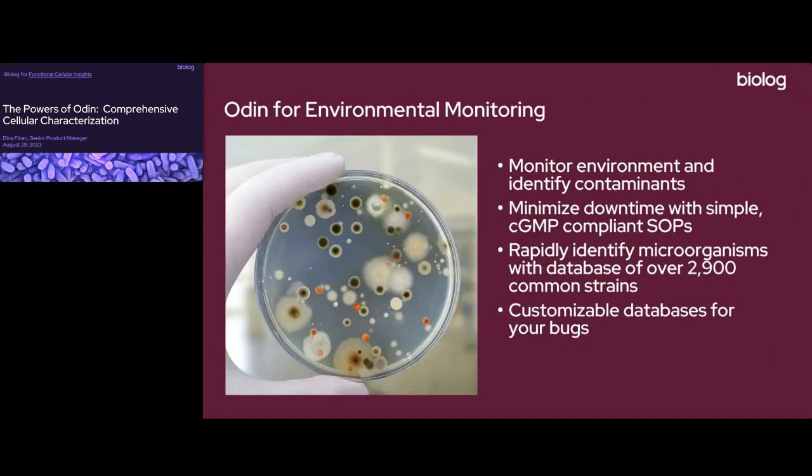And so this method is a really complementary way to other ways of identifying microbes. And this uses our large database. Like I mentioned, if you add up all of the different strains, it's over 2,900 in total. And we are always expanding the list of species and strains within the public Biolog database. And if you're working with novel proprietary strains, we can work with you to make a custom database as well. And then I should also mention that our software and protocols can be CGMP compliant.